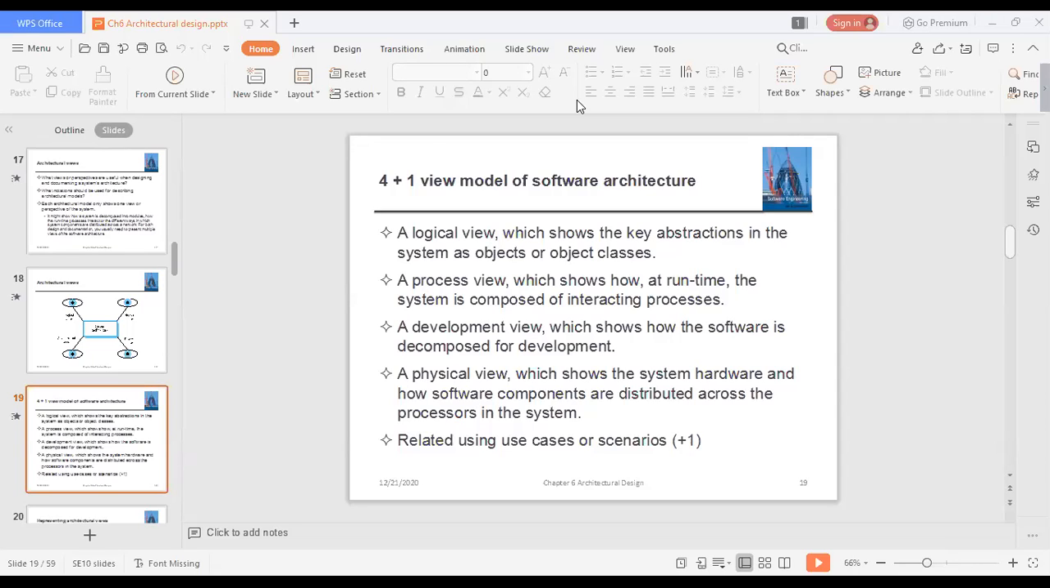Okay. A development view, then the physical view which shows the system hardware and how software components are distributed across the processors in the system. So definitely small data input and how that is processed from operating system to the hardware, and definitely especially the processor, are related using use cases or scenarios. Okay. So the fifth one in this, what we call the 4+1 view model, is using the use cases or the scenarios. Okay.